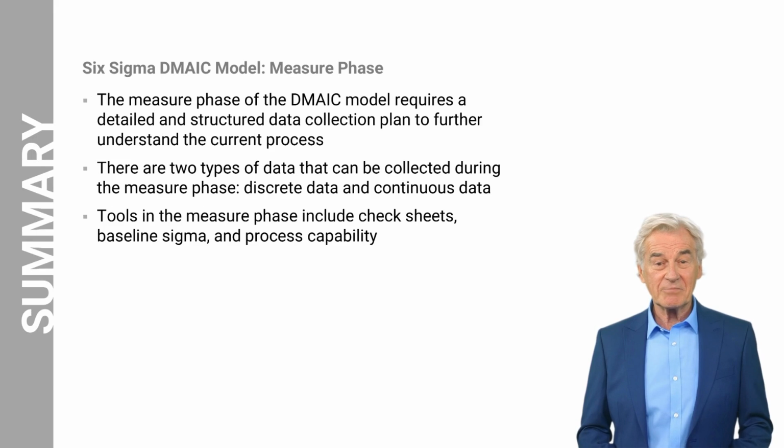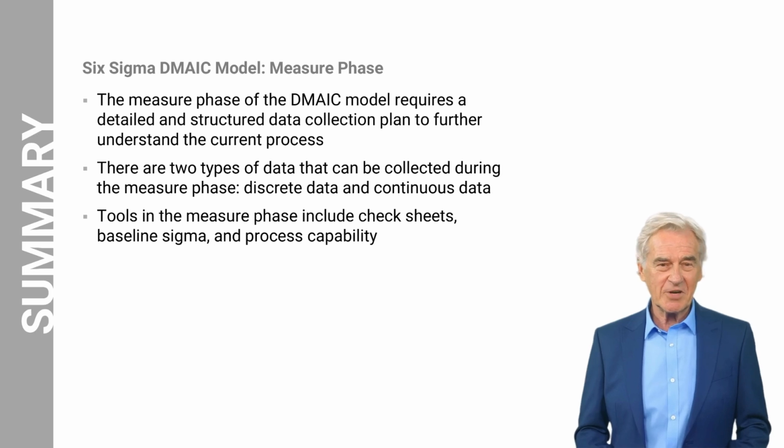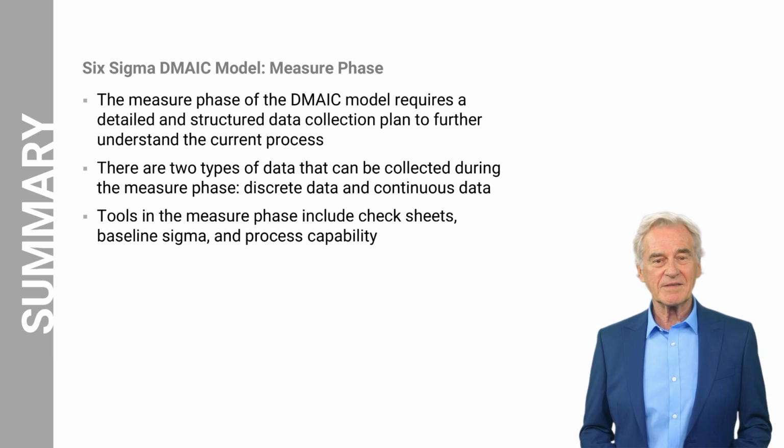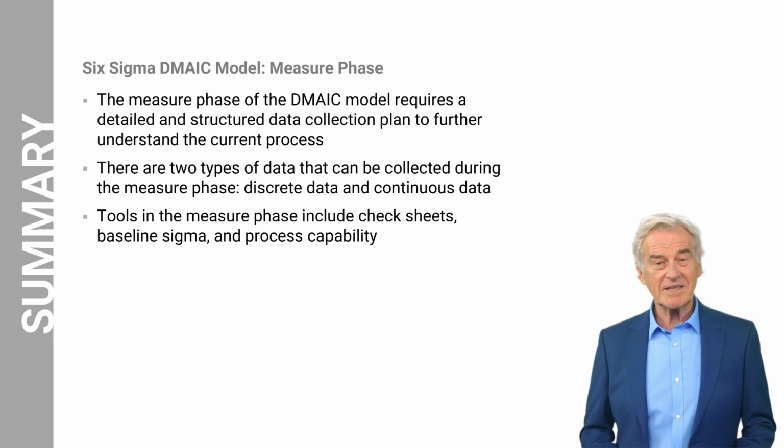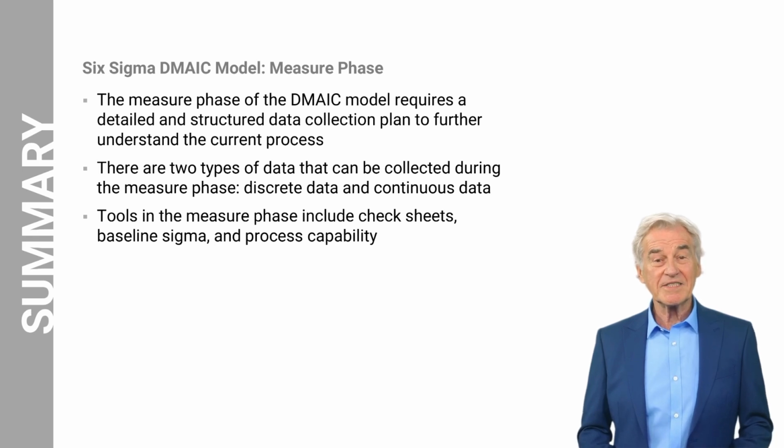In summary, the measure phase of the DMAIC model requires a detailed and structured data collection plan to further understand the current process. There are 2 types of data that can be collected during the measure phase: discrete data and continuous data. Tools used in the measure phase include check sheets, baseline sigma, and process capability. Once the data is collected according to the measurement plan, the collected data should be stored or represented in such a way that analysis can then take place.